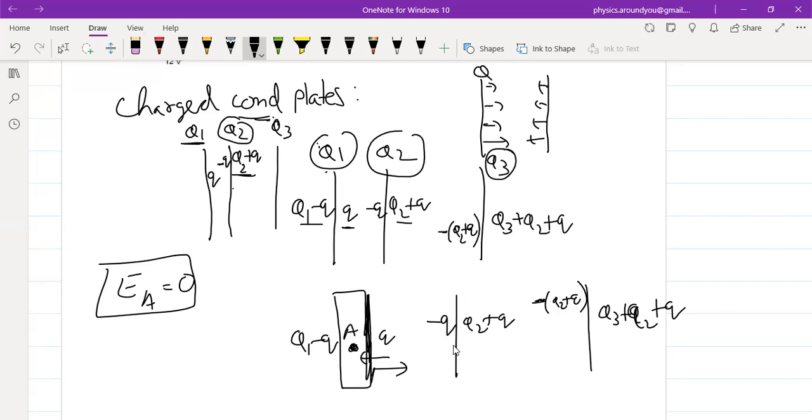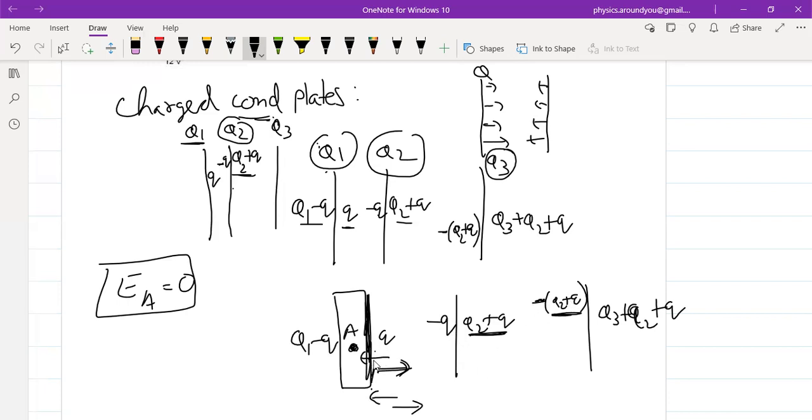Because the field due to a uniformly charged sheet doesn't depend on distance. So due to plus Q, if it is in this direction, due to minus Q it will be equal, but in this direction. What about due to Q2 plus Q? Remember, Q2 plus Q is positive. Due to this also, the field here will be in this direction. But due to minus of Q2 plus Q, it will be in the opposite direction, pointing inward.